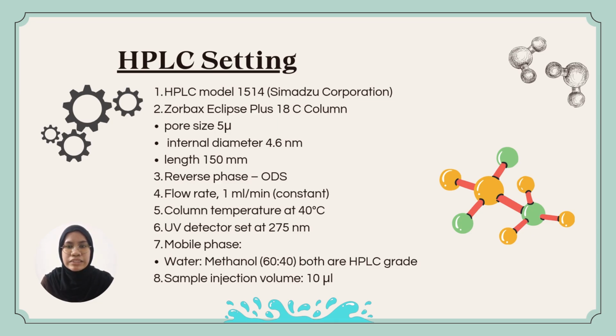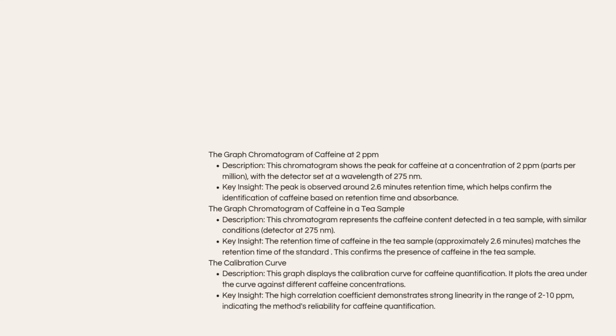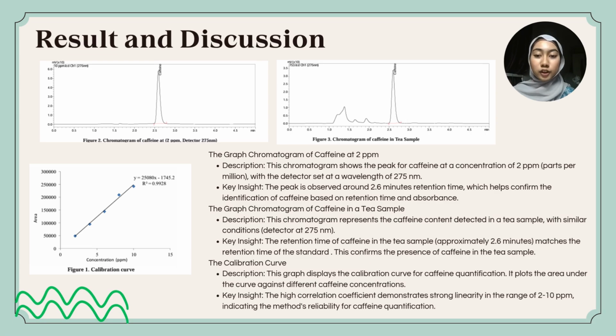The mobile phase consisted of HPLC grade water and methanol in a 60 to 40 ratio. A sample injection volume of 10 microliter was used for each analysis. Next is results and discussion. First one is the chromatogram graph of caffeine at 2 ppm. This chromatogram shows the peak for caffeine at a concentration of 2 ppm, parts per million, with the detector set at a wavelength of 275 nanometer.